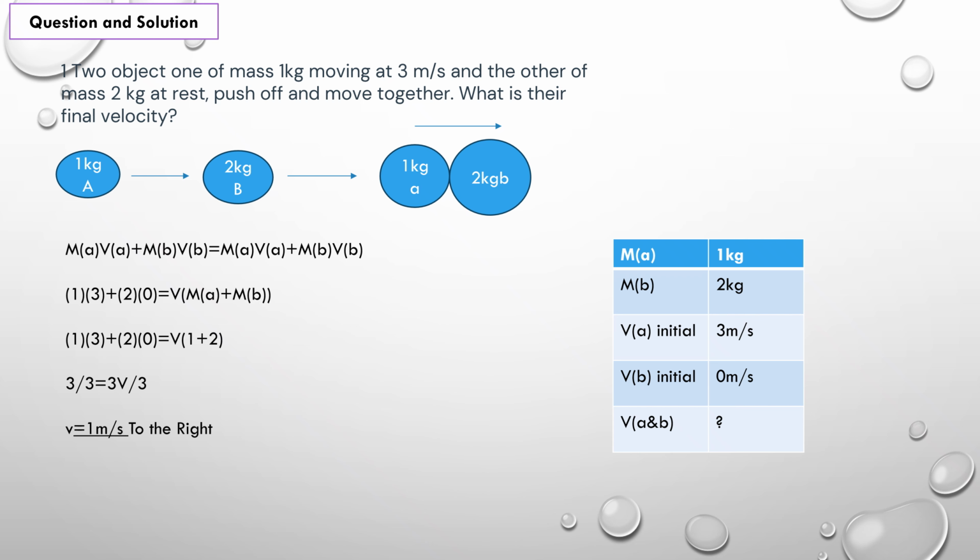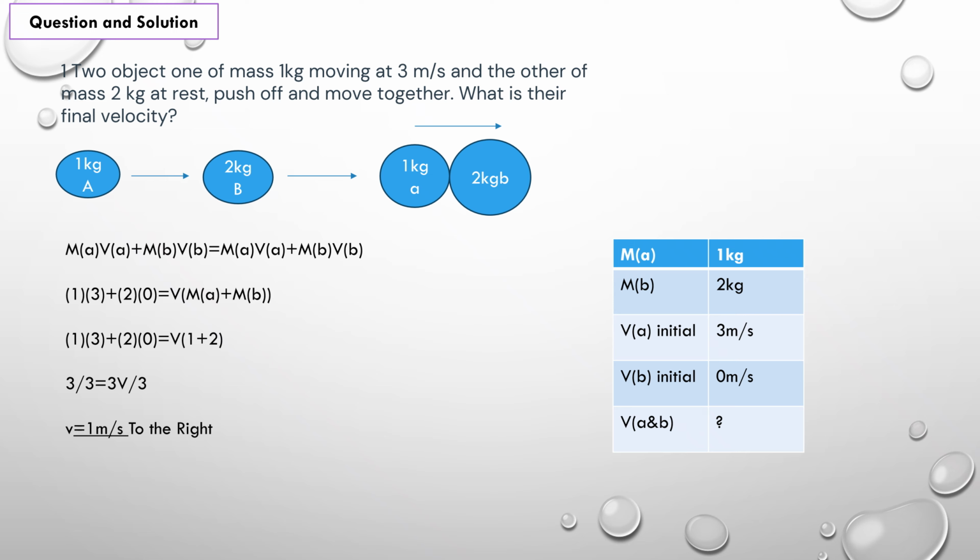Then we are going to have 1 plus 2, mass for object A plus mass of object B, then we're going to have 3. Then we're going to have 3V, and this side we're going to have 3. So we're going to divide by 3 on both sides. Then we have velocity is equal to 1 meter per second to the right.